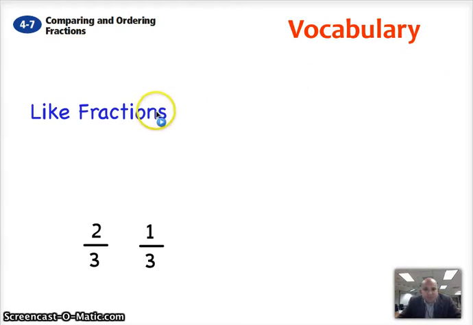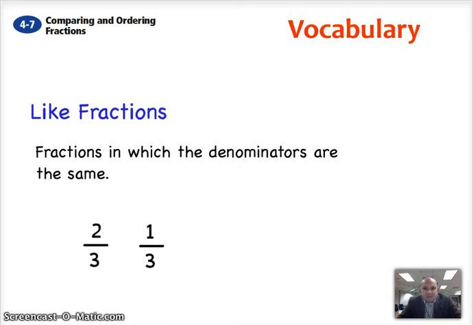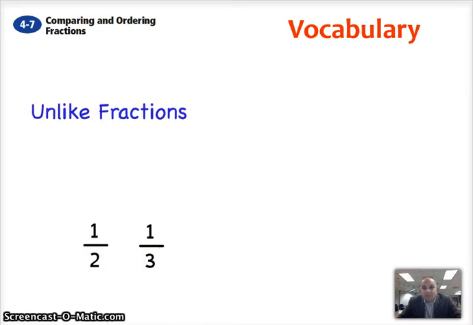First term is like fractions. Like fractions are fractions in which the denominators are the same. Please write down these examples too. Here we have 2/3 and 1/3. Notice that the denominators are threes or thirds. These are like fractions.